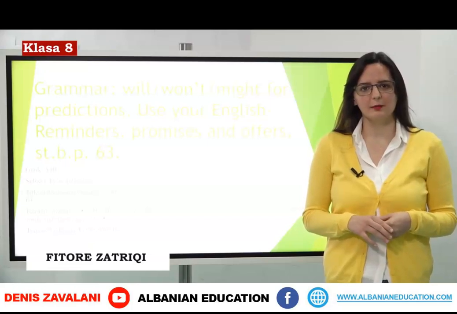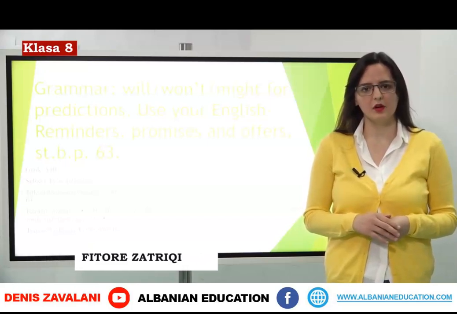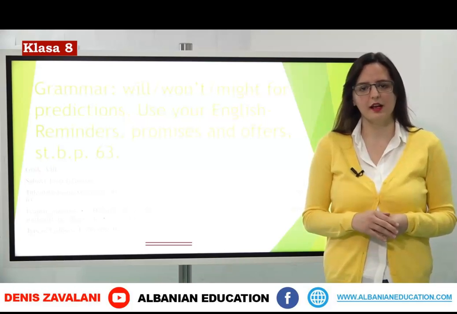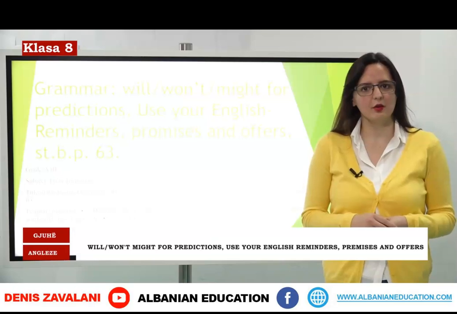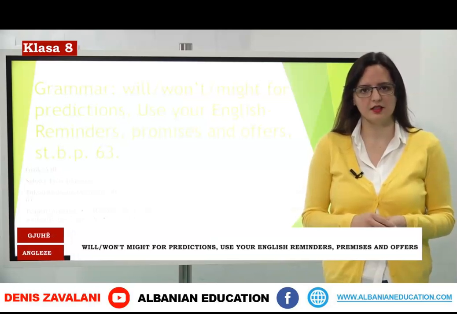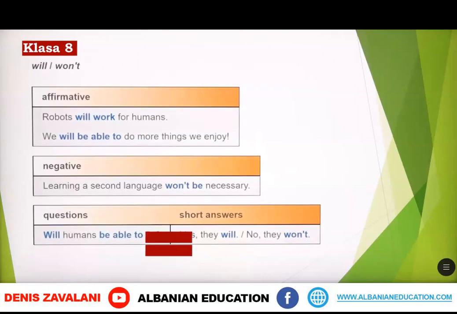Today we will learn about modal verbs will, won't, may and might as a way of expressing future predictions. Please open your books on page 63. Will and won't are verbs that we use to predict the future. Will is the affirmative form, won't is the negative form. Won't is a contraction of will not.